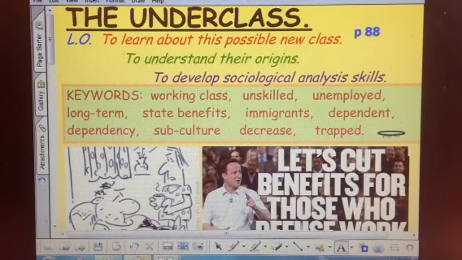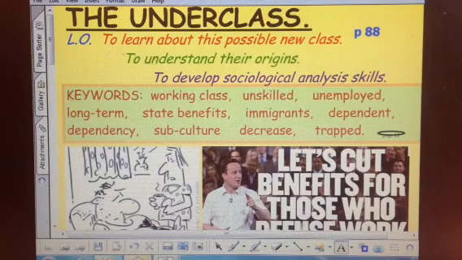Keywords are working class, unskilled, unemployed, long-term, which means for a long time, state benefits like income support, immigrants, dependent, dependency. If you're dependent on something, you need it to survive; you have a state of dependency. Subculture, you know what that means, decline and trapped.